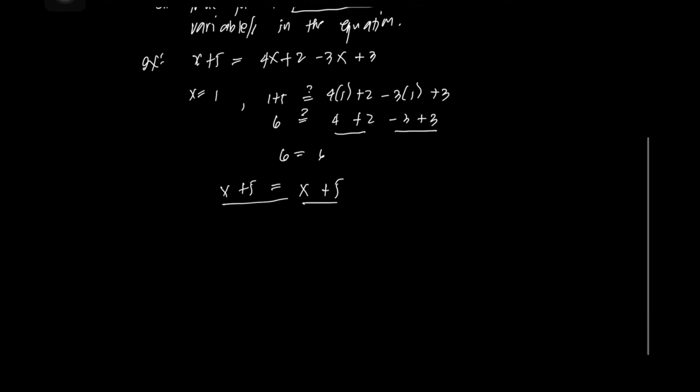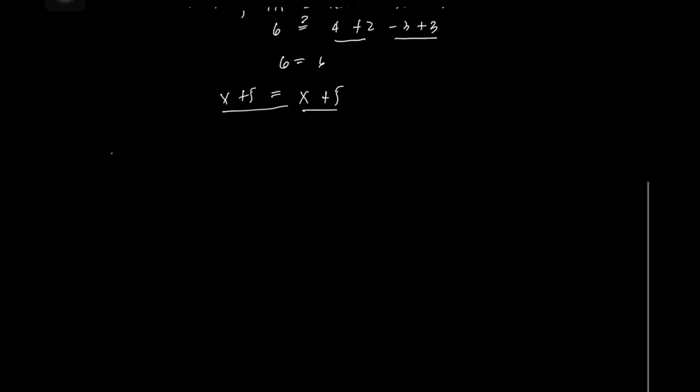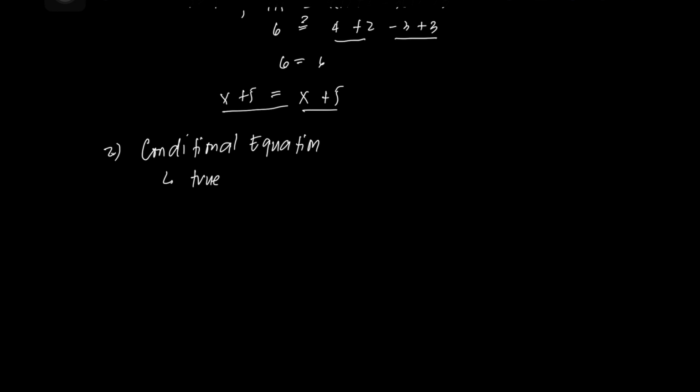The second type of equation is the conditional equation. A conditional equation is only true for some value or values of the variables in the equation.